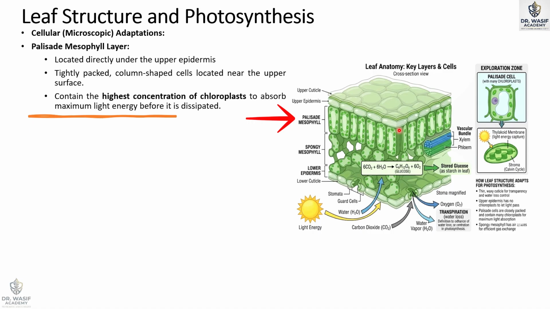But why are they packed? Because they are the leaf's main energy catchers. They contain the highest concentration of chloroplasts to soak up as much sunlight as possible before the light fades away.